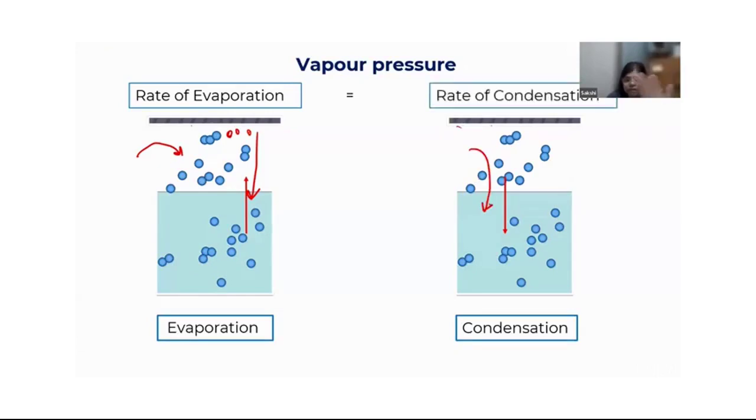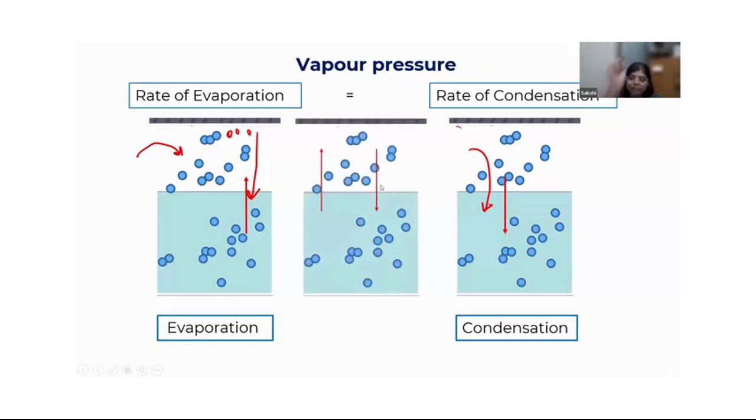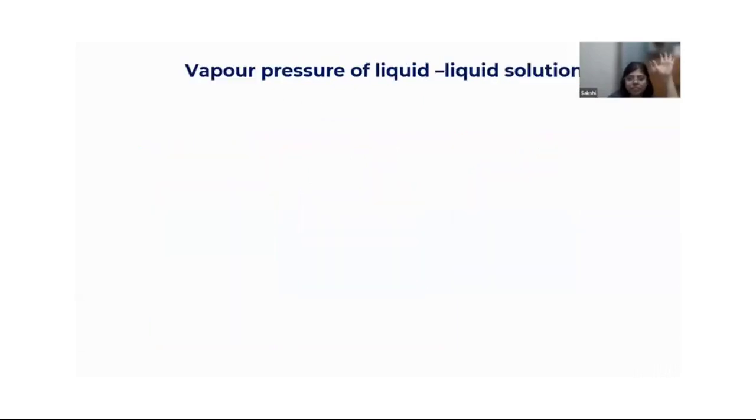So what is vapor pressure? We need to understand vapor pressure. When the rate of evaporation and the rate of condensation are equal, the pressure on top of the container is called the vapor pressure, right? So when the rate of evaporation and rate of condensation are equal, that is called the vapor pressure.